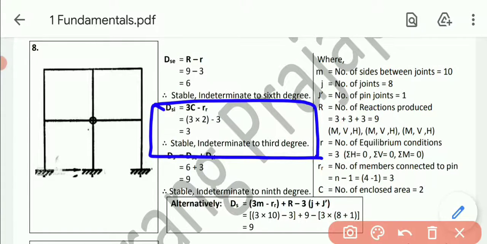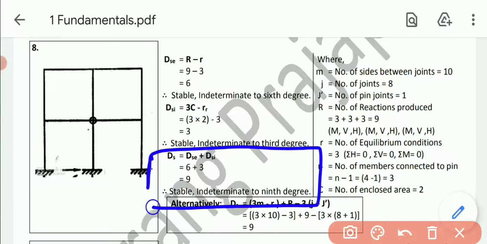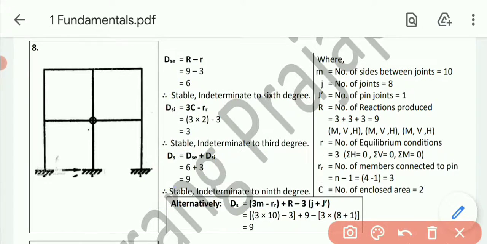DSI is 3 times C minus RR. 3 times C, that is 2, and RR, we can say 3, minus 3. So 6 minus 3, answer comes 3. So stable and indeterminate to 3rd degree. Finally DS is DSE plus DSI, 6 plus 3, answer comes 9. So stable and indeterminate to 9th degree. Clear? So we have got the answer.